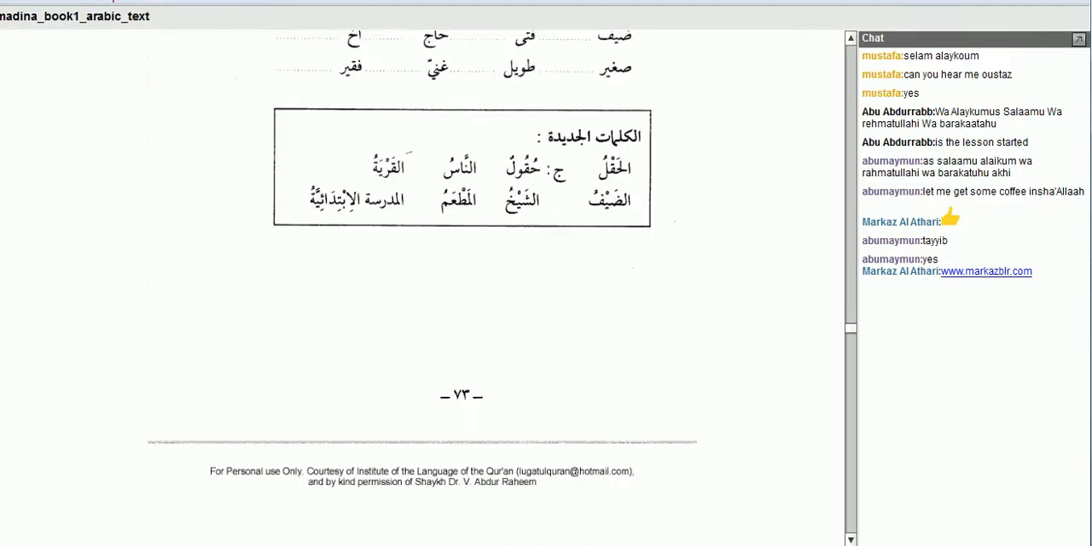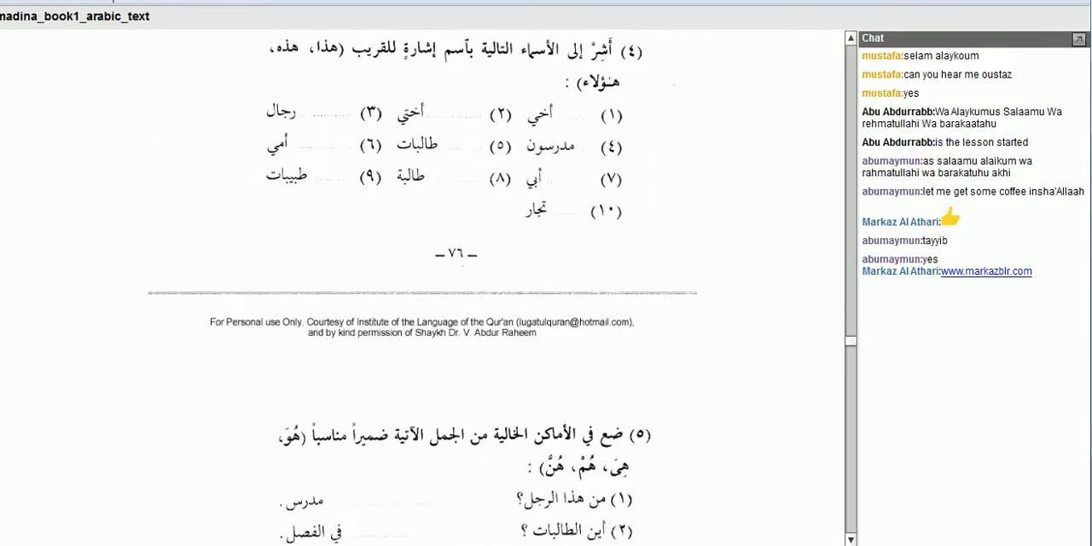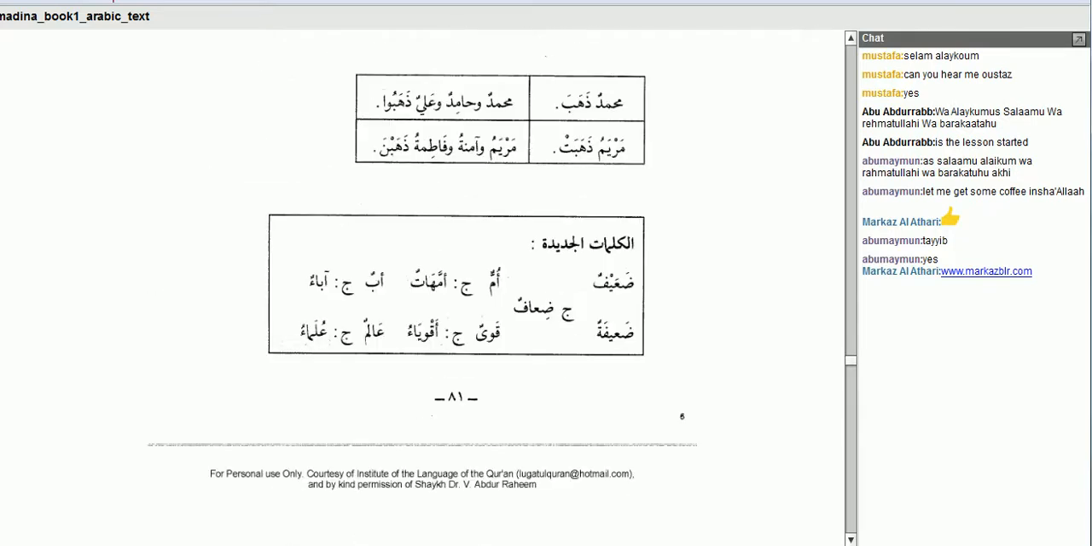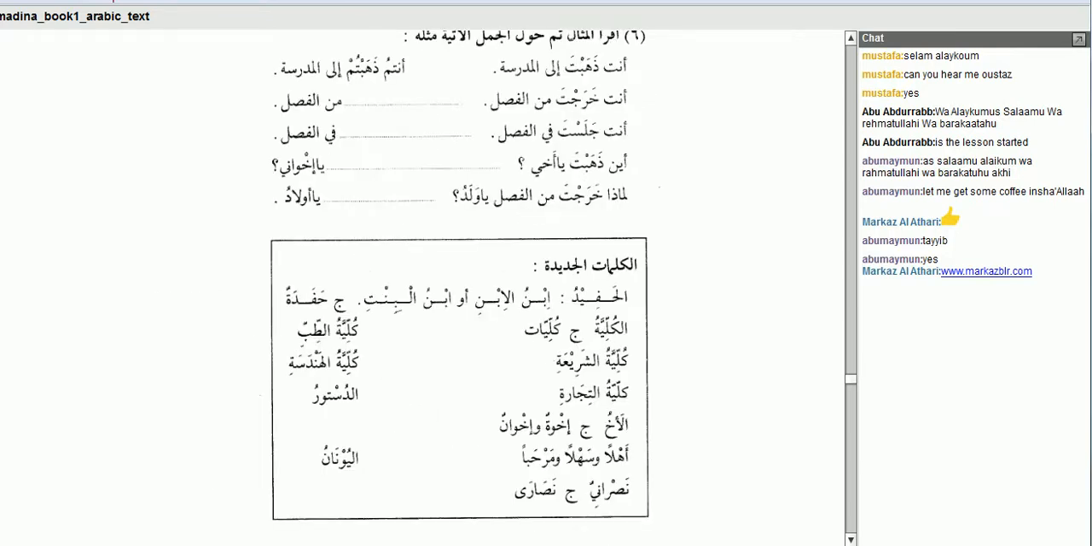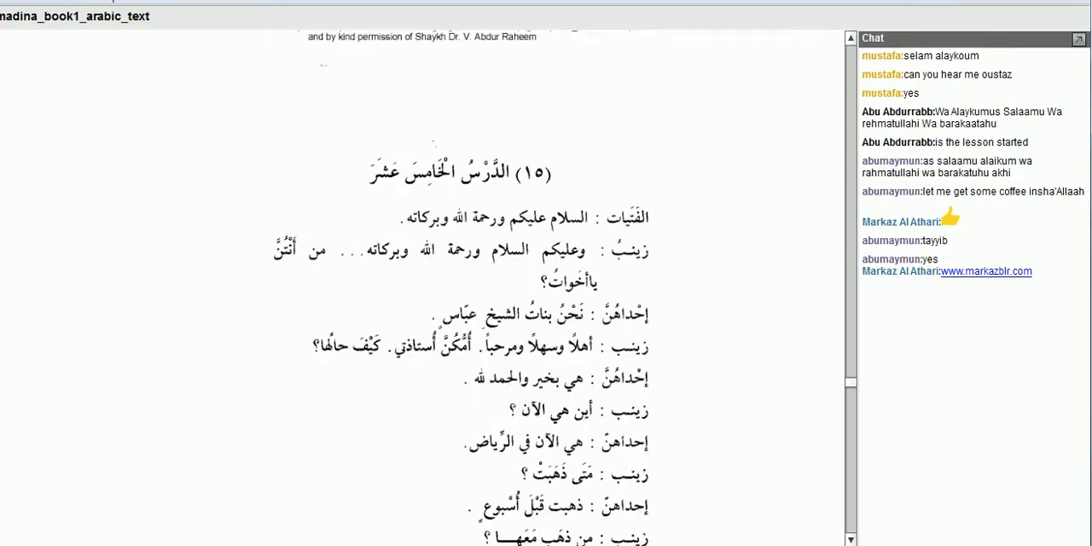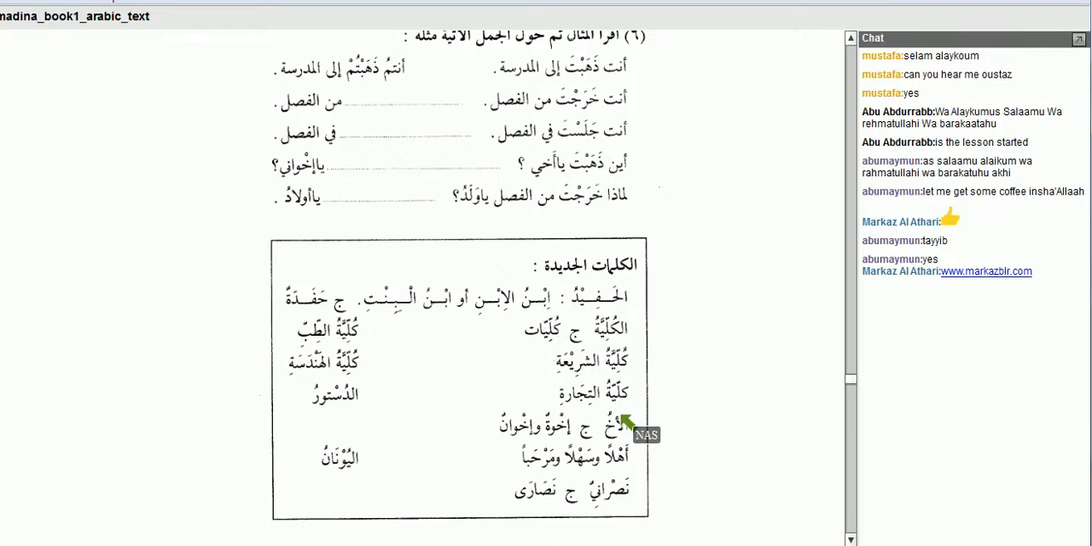We finished the dustoor Rabee Ashar last week. We did look at the vocabulary at the end of the class. I think we were slightly rushing through the vocab, so we'll just have one quick last look at it now before we start Ad-Dars Al-Khamis Ashar, and that was these words over here. This is the last thing in dustoor Rabee Ashar.